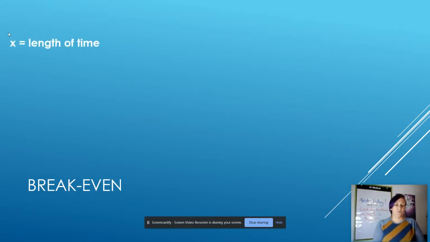In this problem, your X is always going to stand for a length of time. How many days? How many months? Sometimes we measure a length of time based on how many products we have to sell. So how many notebooks do I have to sell? How many bracelets do I have to sell? Something like that. And then your Y will always represent money. Depending on the equation, it'll represent either the amount of money that you spent or the amount of money that you made, but it always represents money.